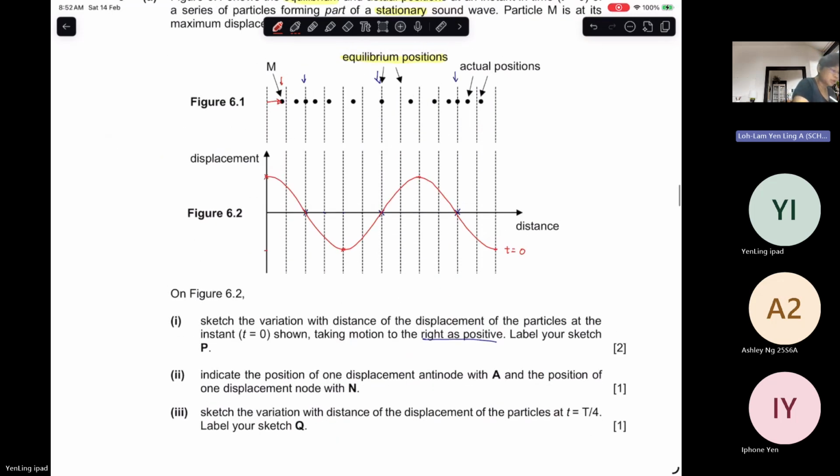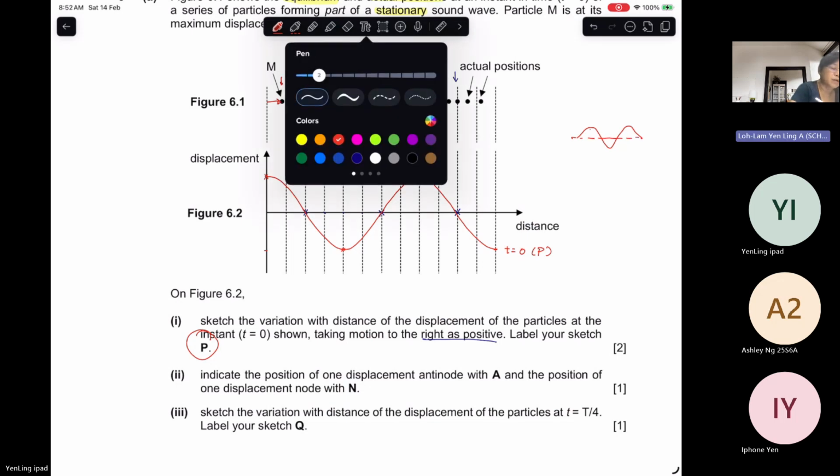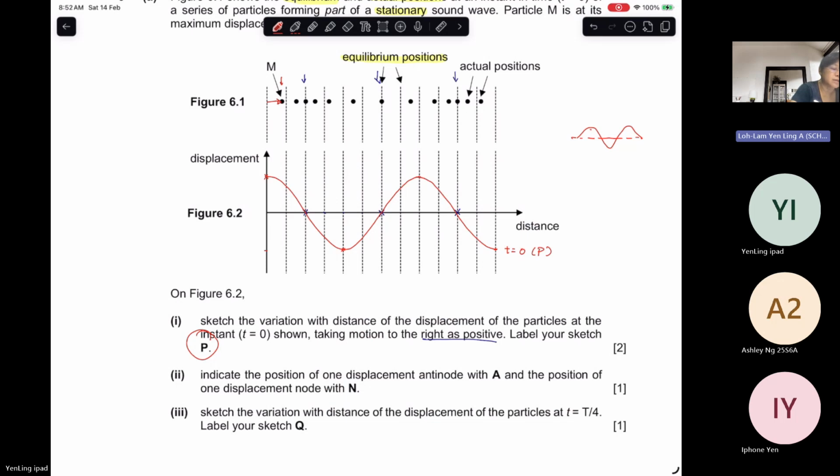And according to this question, you have to label your sketch as P. So you should label your sketch as P. Okay, so make it clear and unambiguous. Now, if you look at a stationary wave, so this is at one instant of time. So for one whole cycle, the displacement versus position graph, it would actually oscillate once and come back again.